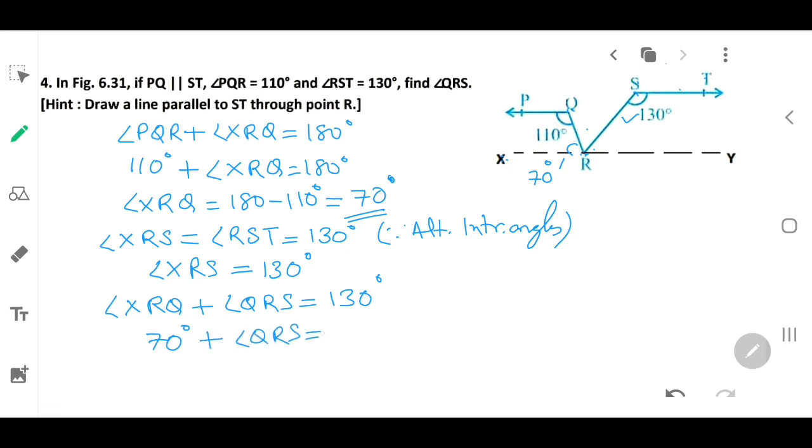Now easily we can find out QRS. This value we can find out. So QRS would be how much? 130 degree minus 70 degree. Both you subtract. 130 minus 70 will be 60 degree. So therefore the value of QRS, or the measure of QRS, is 60 degree.